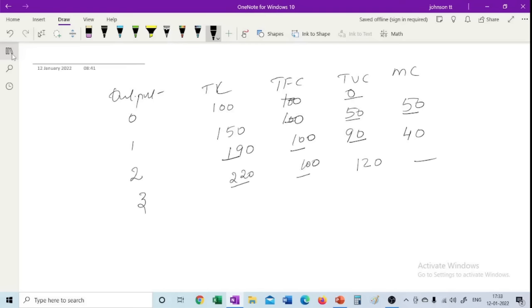This is again 100. And what about the marginal cost? Here the addition is, in the previous case the total cost was 190. Here the total cost increases to 220. So 190 plus 30, that is 220. So 30 will be the marginal cost. So in this way, to complete a schedule, that kind of question also can be asked. So be familiar with it.